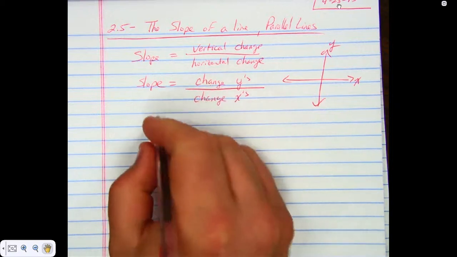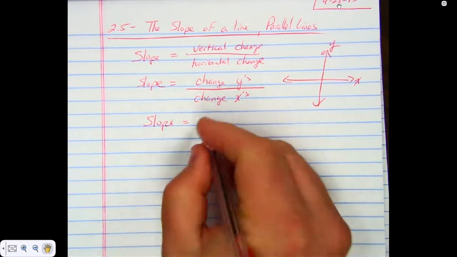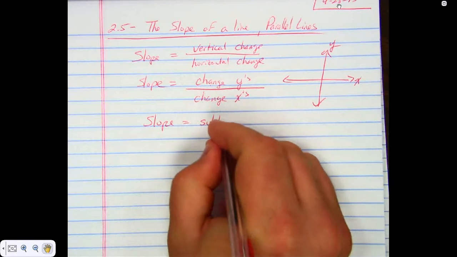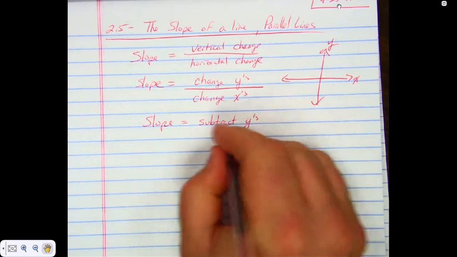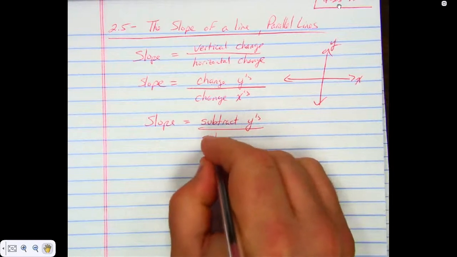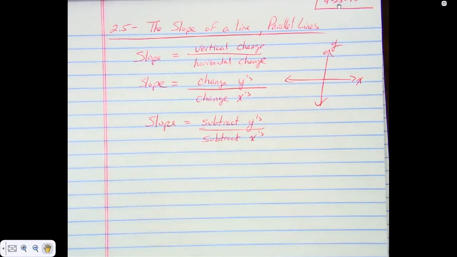So we're going to replace change with the word subtract. Subtract your y's over what? Subtract your x's. That's how you find slope.